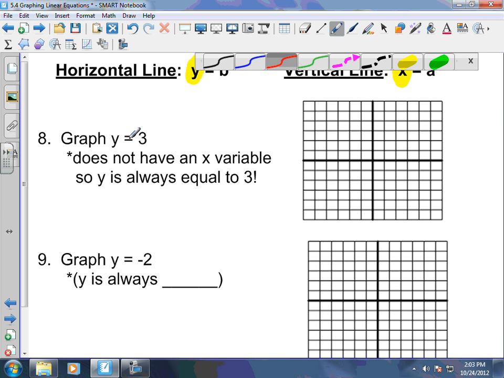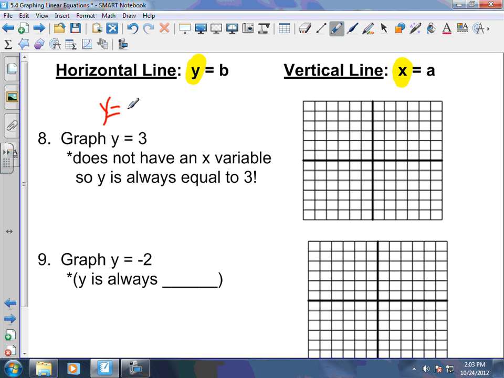Why is y equals a horizontal line? Because this really is y equals 0x plus 3. What's 0 times x? 0. 0 times anything is 0. What's 0 plus 3? 3. Somebody today told me 0 plus 3 is 0. Isn't he adorable? 0 plus 3 is 3. That's why y equals 0x plus 3 is really y equals 3.